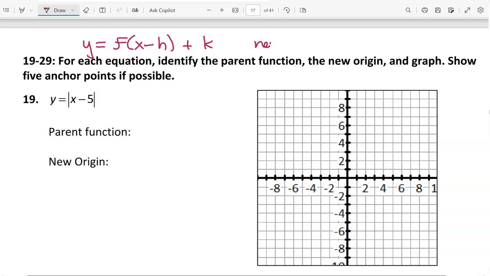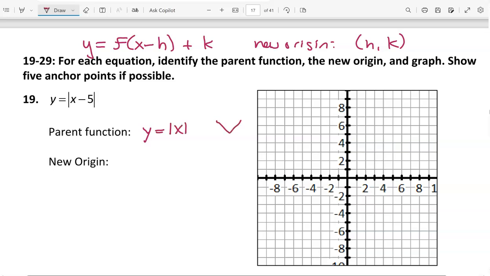And our new origin in those cases will always be the point (h, k), because the graph will be translated right h and up k if h and k are positive numbers. All right, so in number 19, our parent function is the absolute value function.